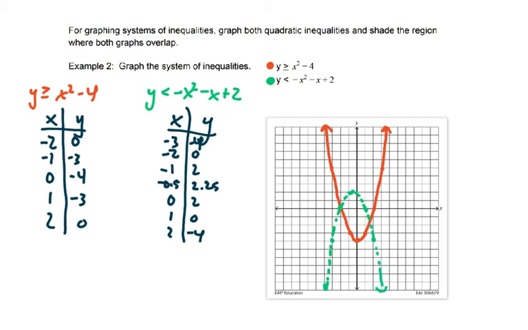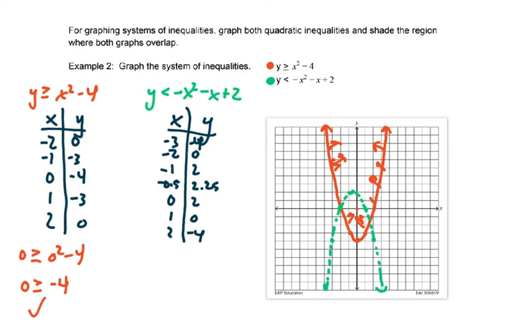And so here's what I know. I know that I'm going to test 0, 0 on both of them because 0, 0 happens to be below the green one but above the orange one, and it's going to give us an idea of where we would shade. So 0 is greater than or equal to 0 squared minus 4, which will simplify to 0 is greater than or equal to negative 4, true. So it's going to be, because that's 0, 0, so it's above. We know we'll be shading inside the orange parabola.